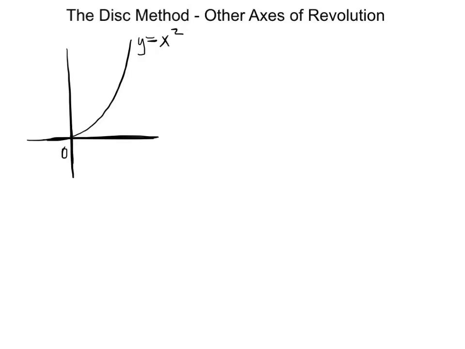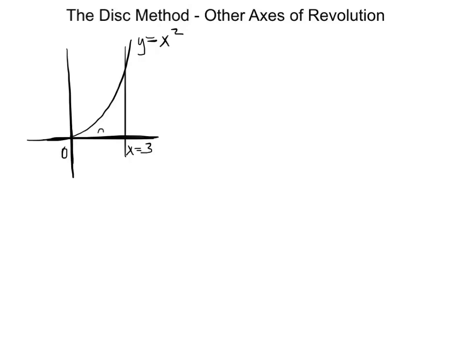In our first round of videos about the volumes of solids of revolution, when we used the disk method, we were always revolving around one of the axes, either the x-axis or the y-axis. So, if you recall, let's say we had a function like y equals x squared, and let's say we were looking at it above the x-axis between 0 and, let's say, x equals 3.